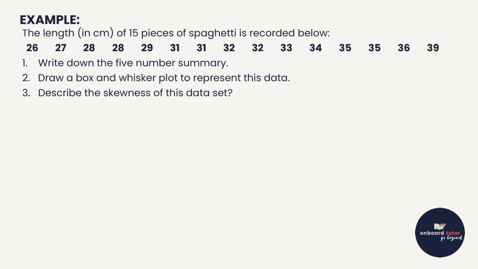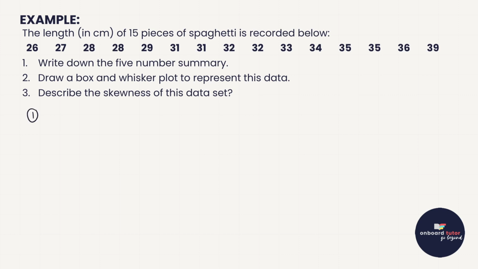Let's try an example together. It says here the length in centimeters of 15 pieces of spaghetti is recorded below. So there we have our spaghetti, and the first thing I do is I check, is it listed from shortest to longest? And it does seem to be in order, which is great news for us. Okay, question 1, write down the 5-number summary. So 5-number summary is all about measures of position. So if this data was not in order, my first port of call would have been to put it in order.